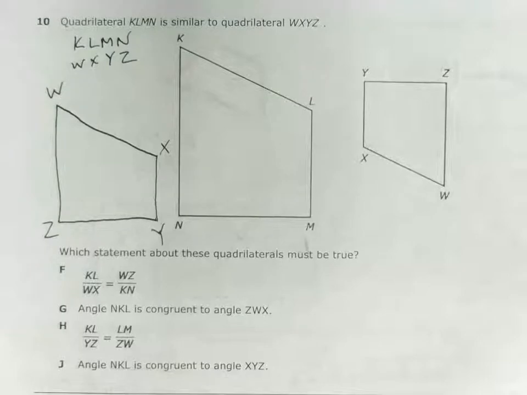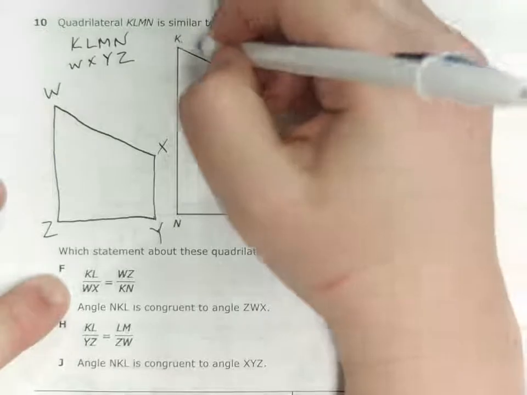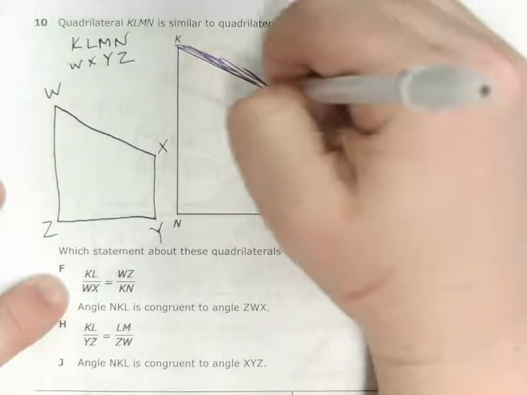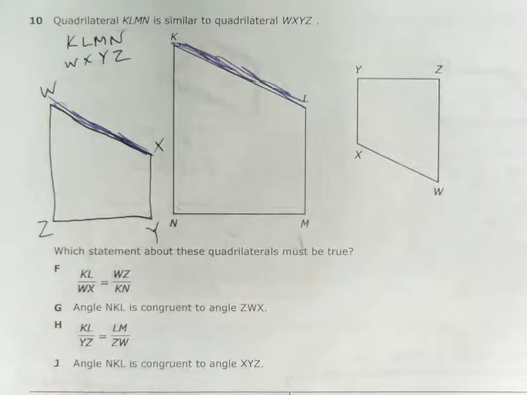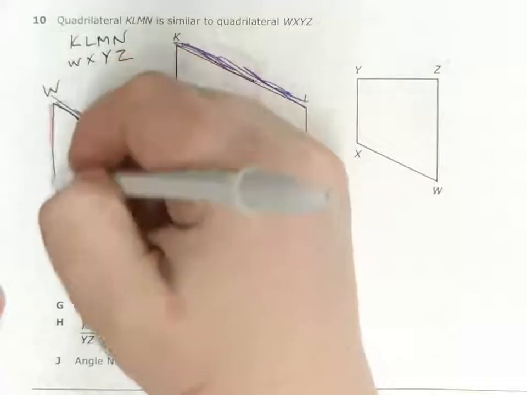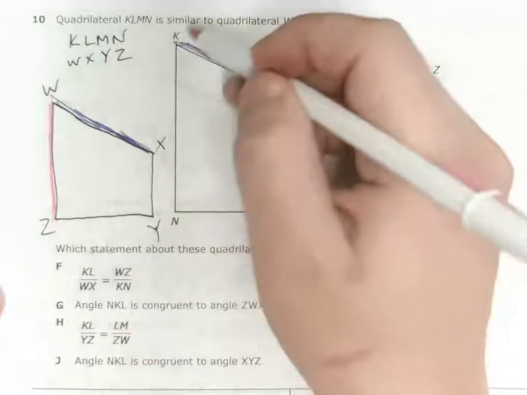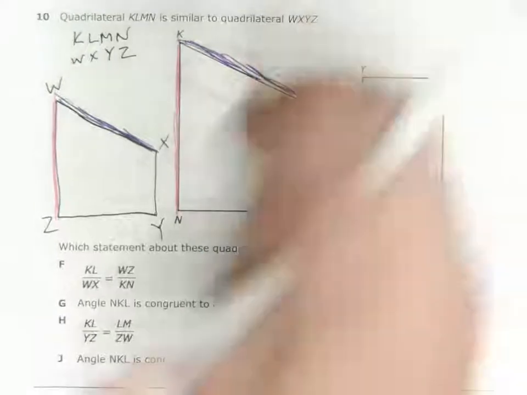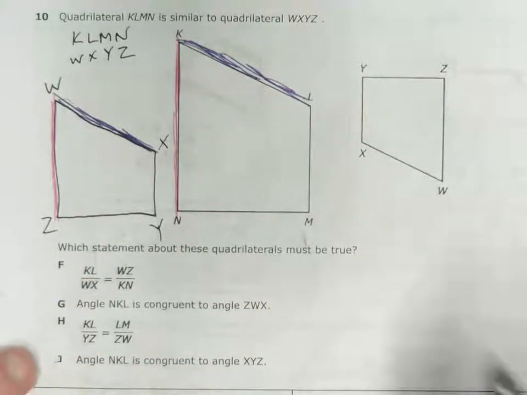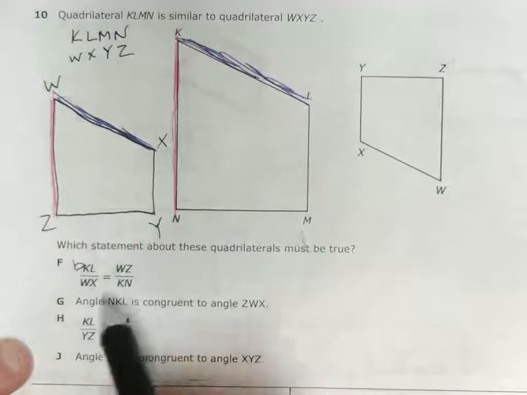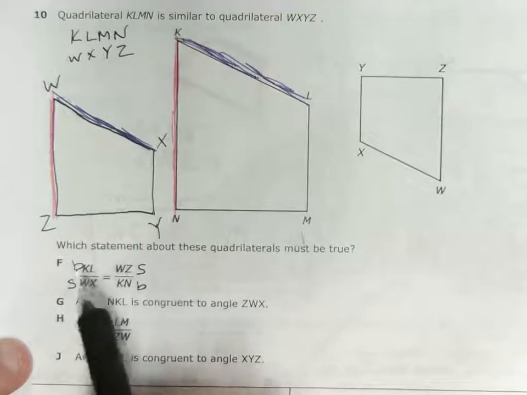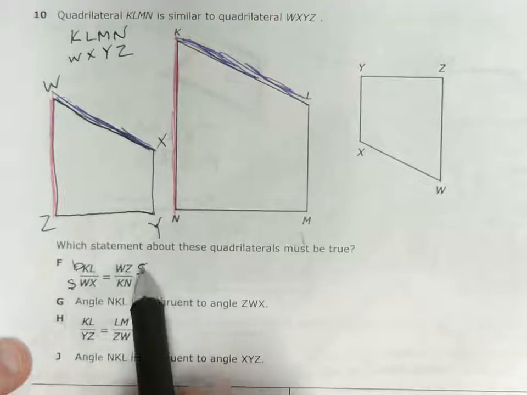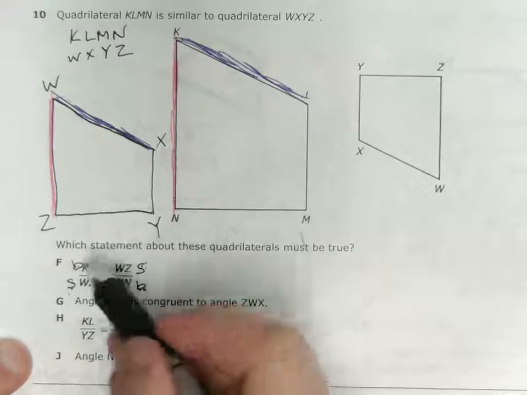So let's look at this. KL and WX. Okay, that's true. And then WZ. So if I'm going to use WZ and KN, they are all matching, but are they correct? KL is on the bigger one and WX is on the smaller one. But let's look at WZ. That's on the smaller one, and this is the bigger one. And it should be big, big, small, small, but not big, small, small, big. So that one's not true.